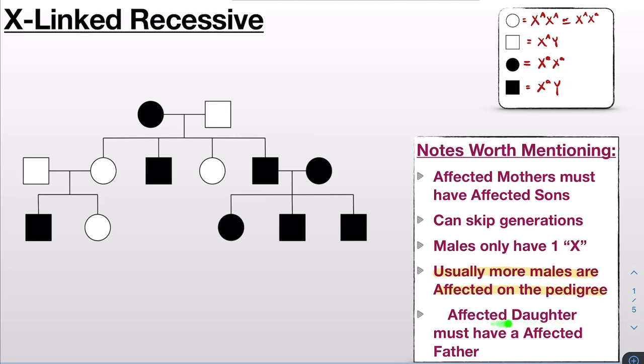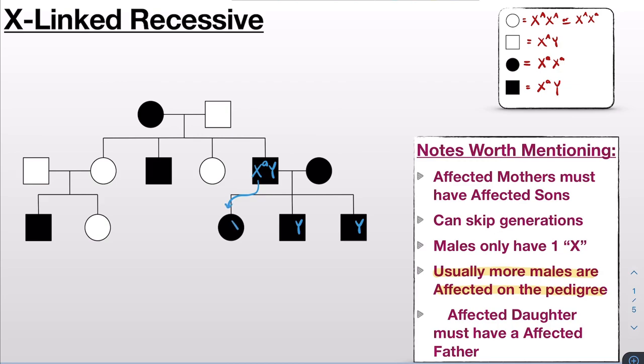an affected daughter, she must have an affected father. Here's an affected daughter, and she has an affected father. Nowhere else do we have an example of that. But if you have an affected daughter, she has to have the affected father. Let's take a look at why that is. This guy here would have to have the little a, and then he has the Y. He always gives his Y to his sons, and his daughters always get the one X that he has.